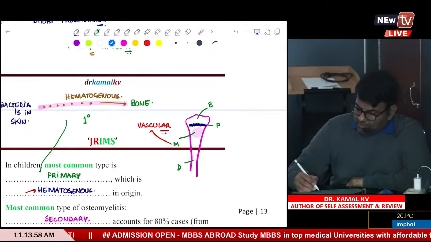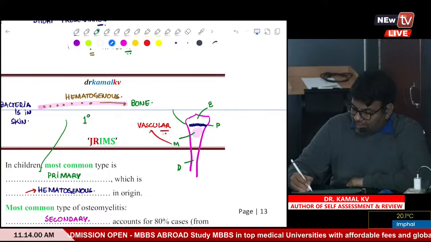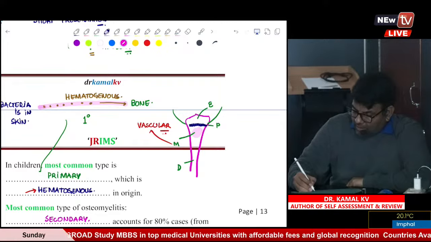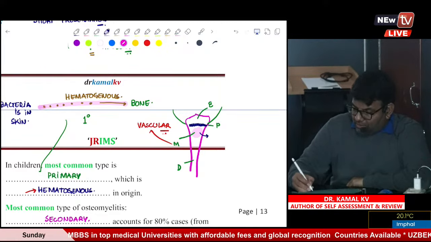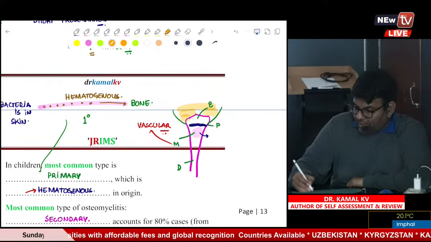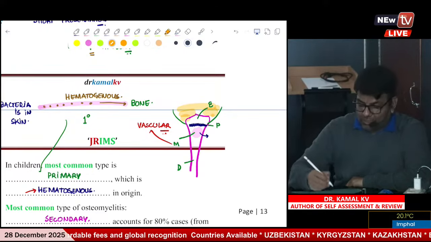So usually, suppose the capsule is attached like this, the infection can only come out in this manner. So it will always be outside the joint. Say this is the joint space, so it can never enter into the joint.